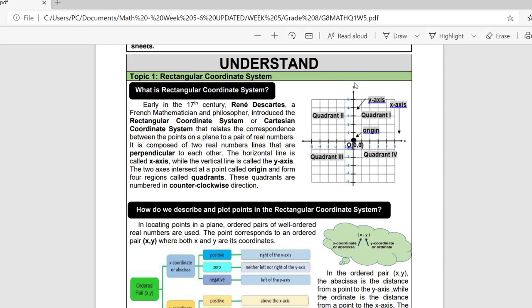While the vertical line is called the y-axis. These two axes intersect at a point called the origin and form four regions called quadrants. These quadrants are numbered counterclockwise. So this is your quadrant 1, quadrant 2, quadrant 3, and quadrant 4.